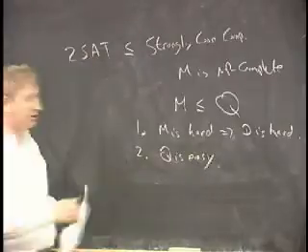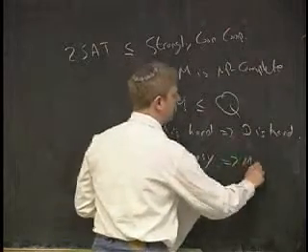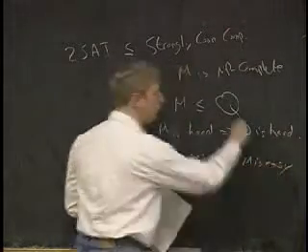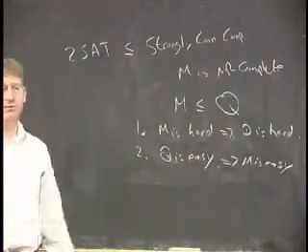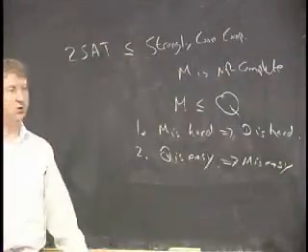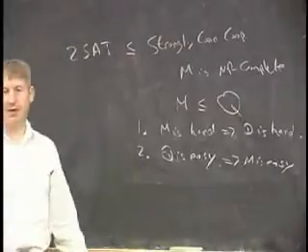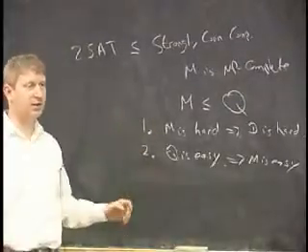So if Q is easy, that implies M is easy. These are the two ways you can use reductions. You can use it in either direction as long as you make the right conclusion. Other questions about that? This is a review meant to give you some context.